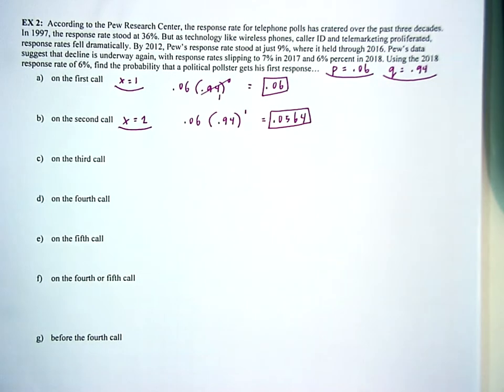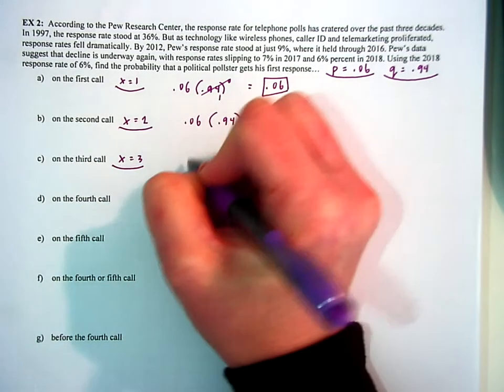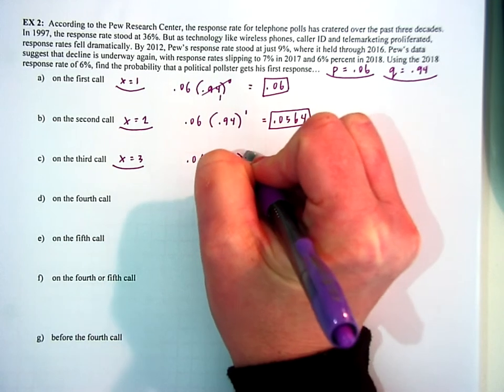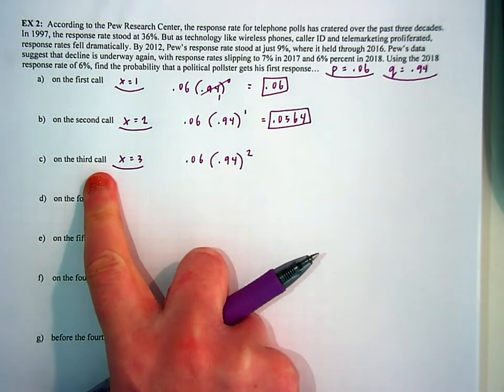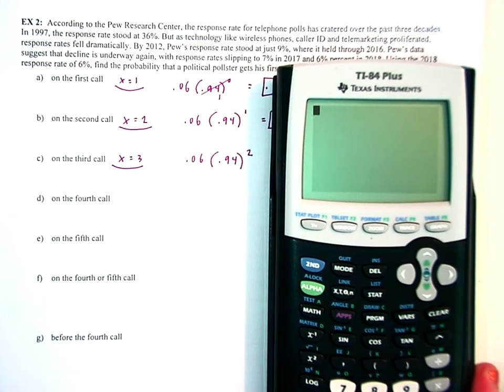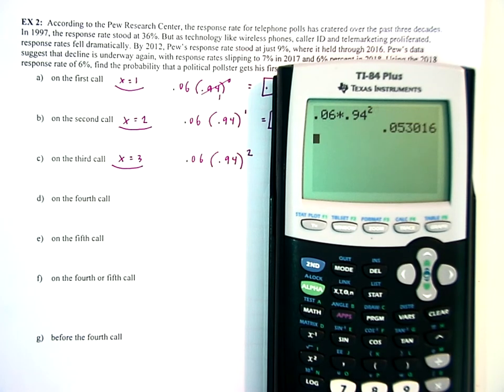Okay, successful on the third call. So x is 3. So here I'd have 0.06 times 0.94 to the second power. So again, if I'm successful on the third call, that means I had 2 failures before we get to that success on the third call. So here, let me just show you how we plug that in, just to make sure we're all on the same page. So here I'm saying 0.06 times 0.94 raised to the second power, just like that. So I end up with about 0.053.